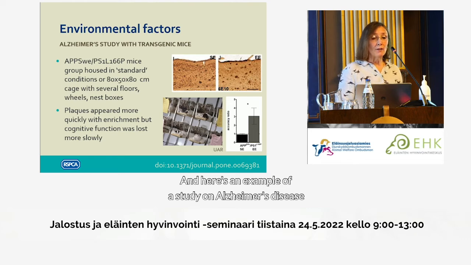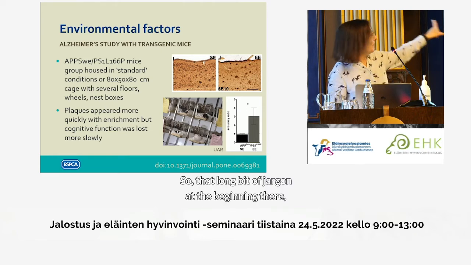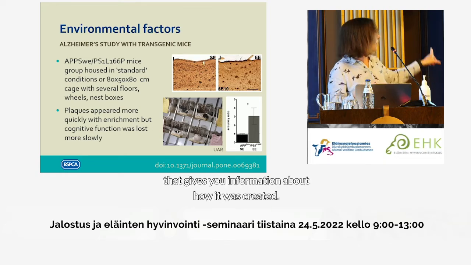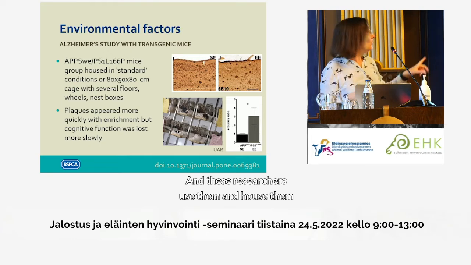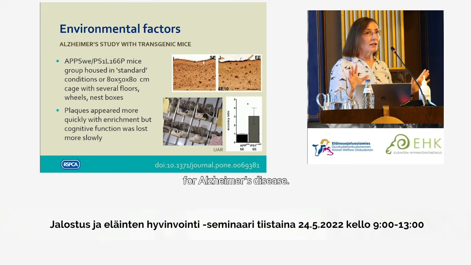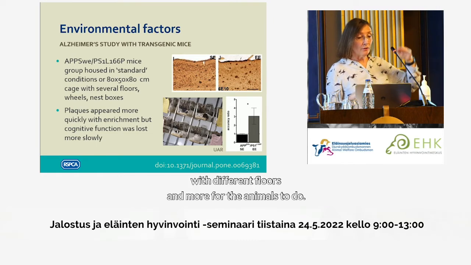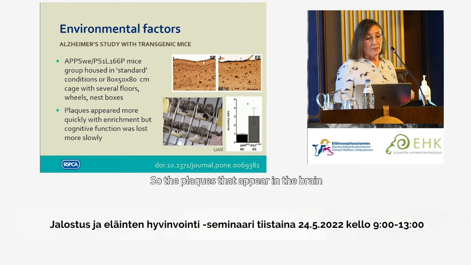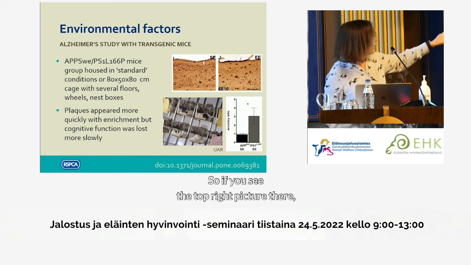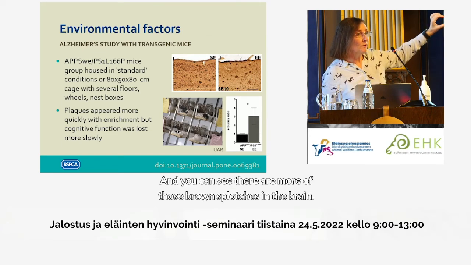And here's an example of a study on Alzheimer's disease using transgenic mice. That long bit of jargon at the beginning there is the name of the strain of mice. Each strain has its own name that gives you information about how it was created. And these researchers used them and housed them in standard cages, like those little cages you see there. And they thought they just had a good standard model for Alzheimer's disease. But then they tried keeping them in larger cages with different floors and more for the animals to do. And they found it changed their science. So the plaques that appear in the brain with Alzheimer's disease actually appeared more quickly. If you see the top right picture there, that's the mice in the enriched cage, and you can see there are more of those brown splodges in the brain.